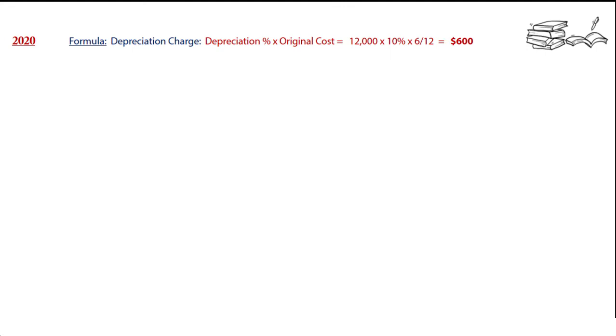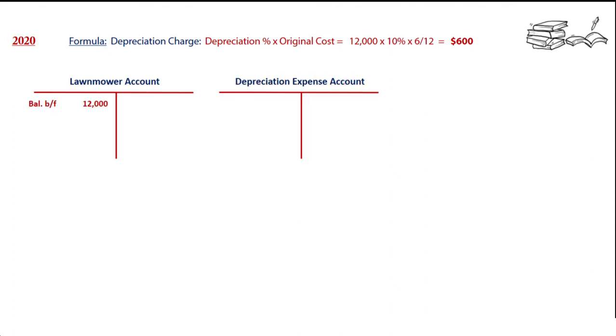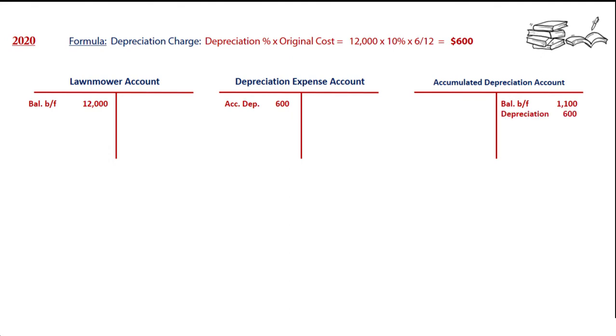Okay. Again, we open a lawnmower account, which is an asset. There was a balance of $12,000 coming from 2019. Open the depreciation expense account. Then we debit it in the name of accumulated depreciation, $600. Open the accumulated depreciation account. There was a balance of $1,100 coming in from 2019. So we credit it. When we credit it with $1,100, then we bring the depreciation to the credit as well.